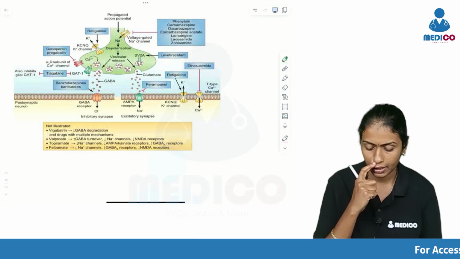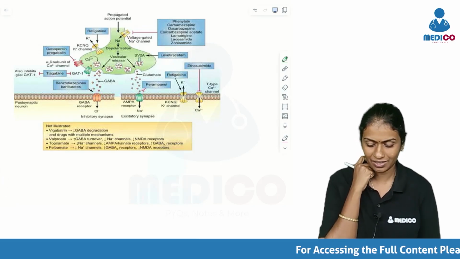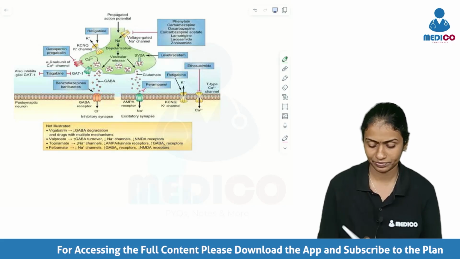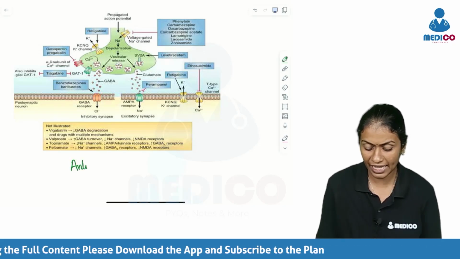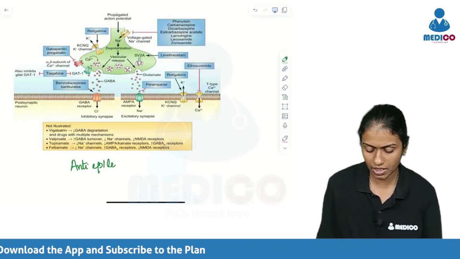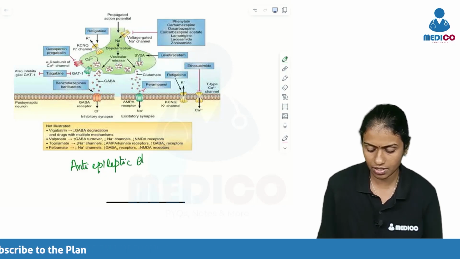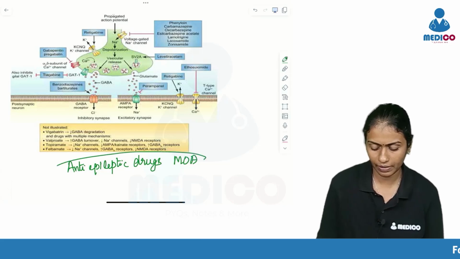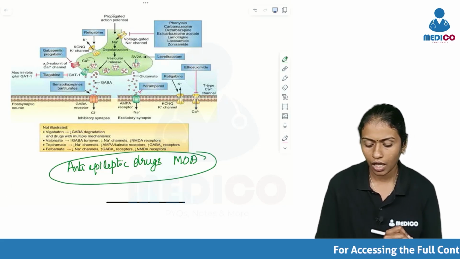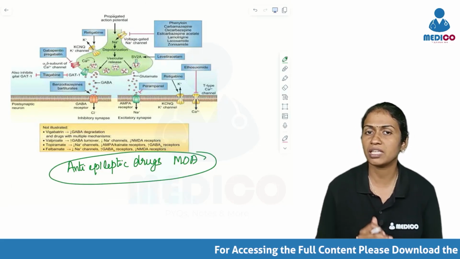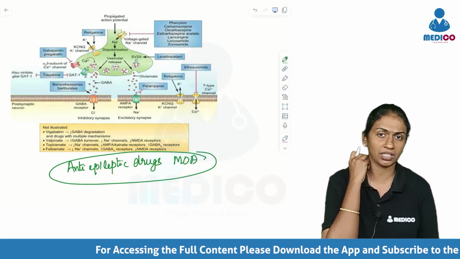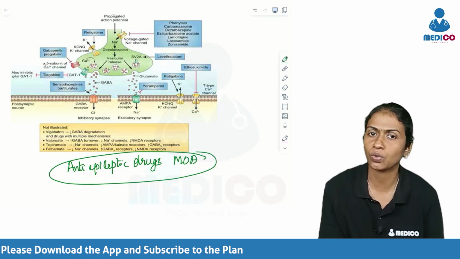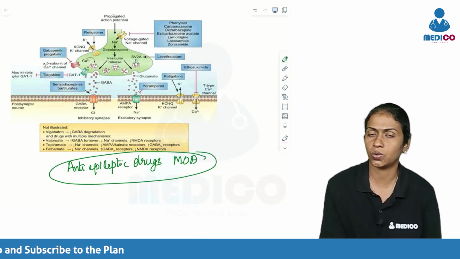Okay, now don't get hassled by this diagram. What is this diagram basically on? On the anti-epileptic drugs' mechanism of action. So in anti-epileptics, what is basically happening in epilepsy? There is a disordered firing of neurons. So how can you control this?